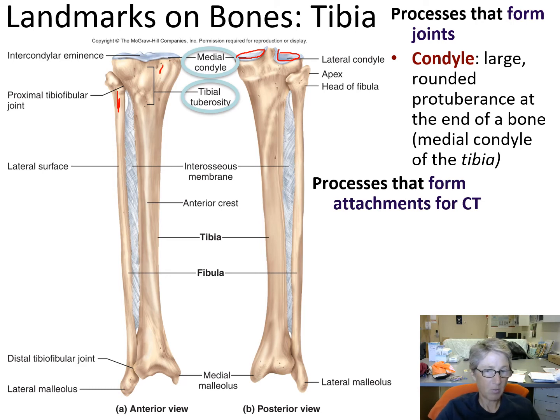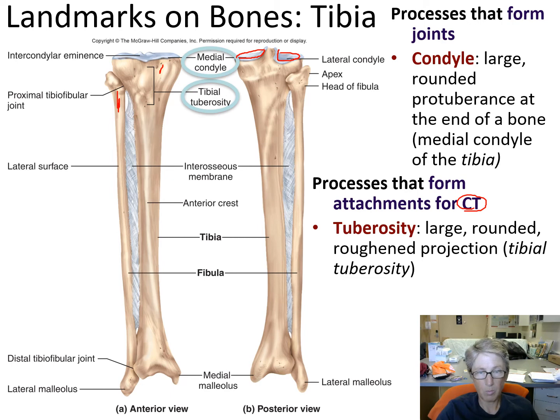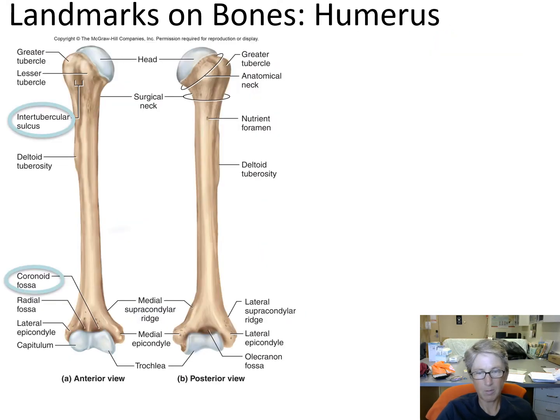Processes that form attachments for connective tissue, in the form of tendons that attach to muscles, would be a tuberosity. You find here the tibial tuberosity. It's just kind of this rough projection off the tibia, and you'll find tendons there that connect to muscles.